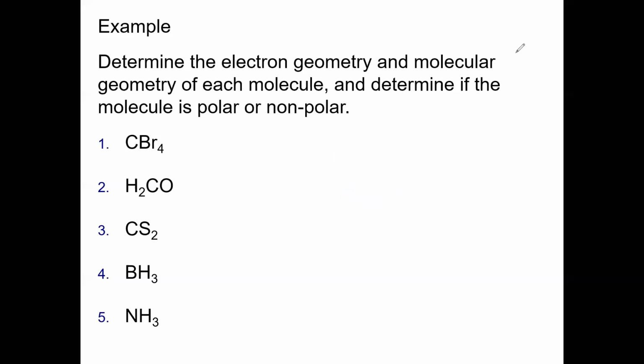Let's try CS2. When we draw out the Lewis dot structure, we see that it comes out to this geometry, or this Lewis dot structure. And we use up all of the 16 valence electrons. We see that the electron domains are all bonding domains. So for both the electron domain geometry and the molecular geometry, they are linear.